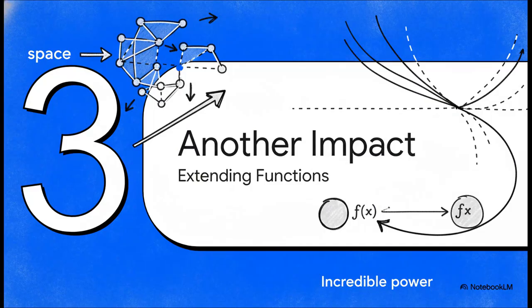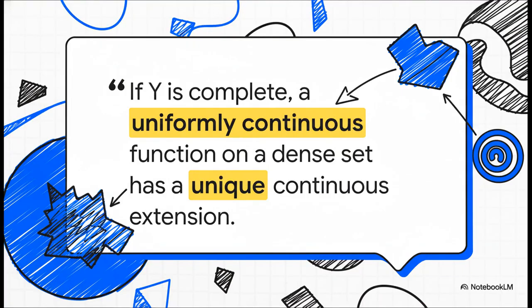But wait, we're not done. Completeness isn't just about the structure of the space itself. It also gives us some incredible power when we start working with functions that are defined on these spaces. Now, I know this statement looks a little dense and technical, but what it's saying is just profound. It's a powerful guarantee. It says if you have a well-behaved function, one that's uniformly continuous, meaning it doesn't get infinitely steep anywhere, and you've only defined it on a set with holes, the completeness of your target space lets you extend that function in exactly one way.